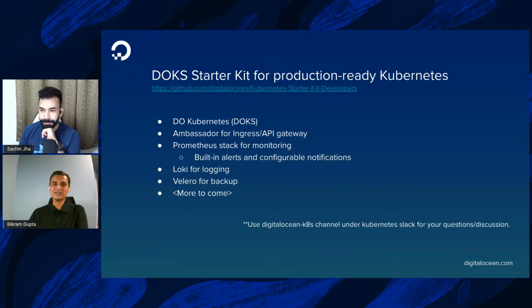The first one is routing traffic to your cluster. Typically, we have ingress, and there are a lot of ingress controllers in the market. For this, we are choosing Ambassador because there are multiple other benefits which I'm going to explain later.